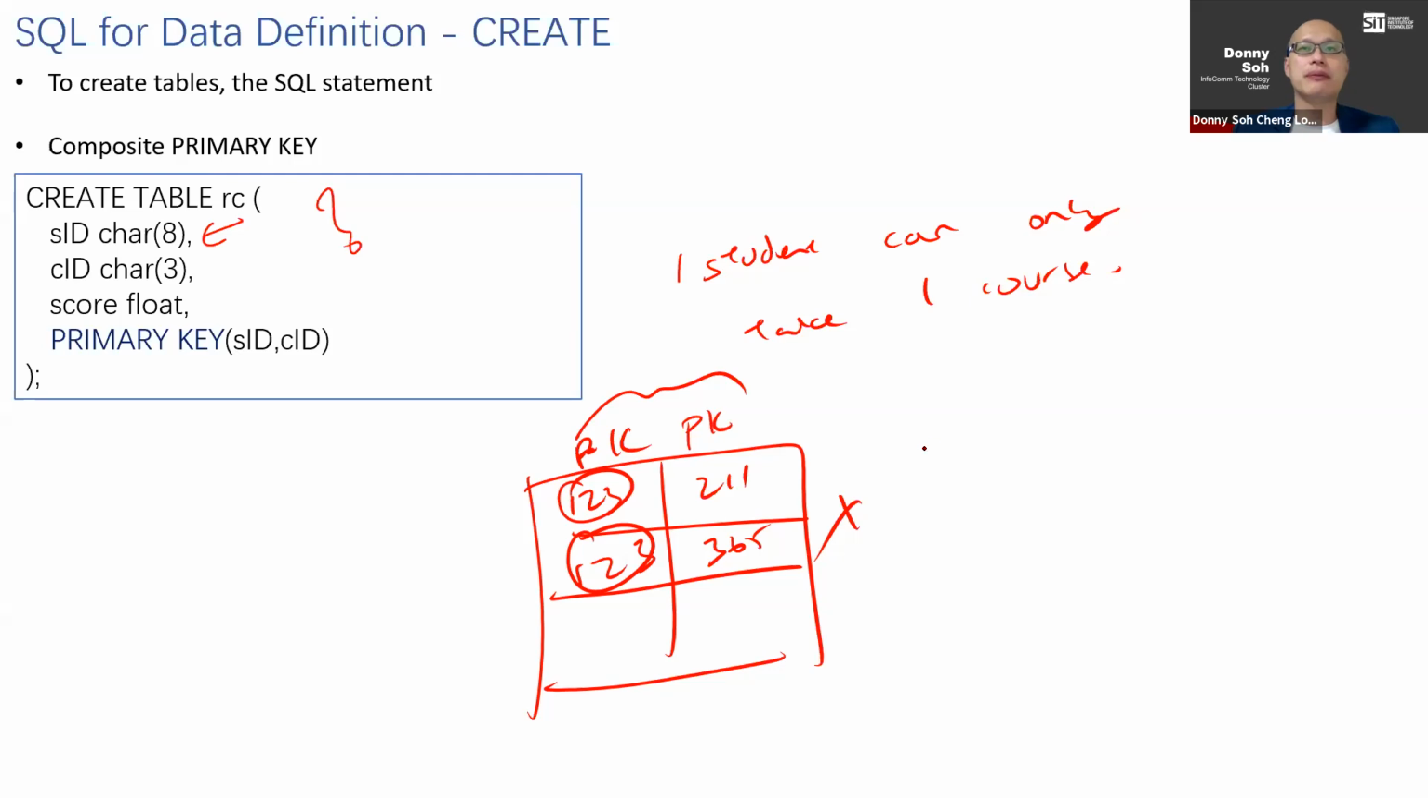If we have the situation whereby I only have CID as the primary key, the meaning behind that is that one course can only take one student. So this is the physical meaning if only my CID is the primary key: one course can only take one student. Okay, good. So we are good with this.